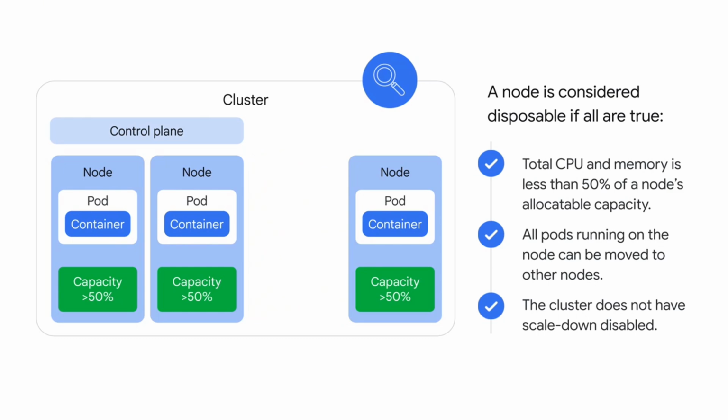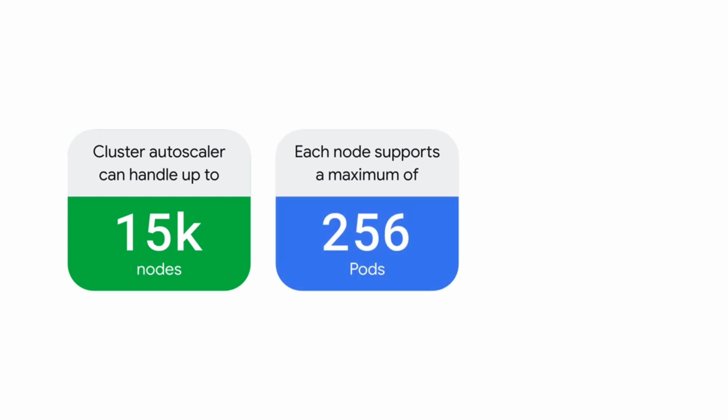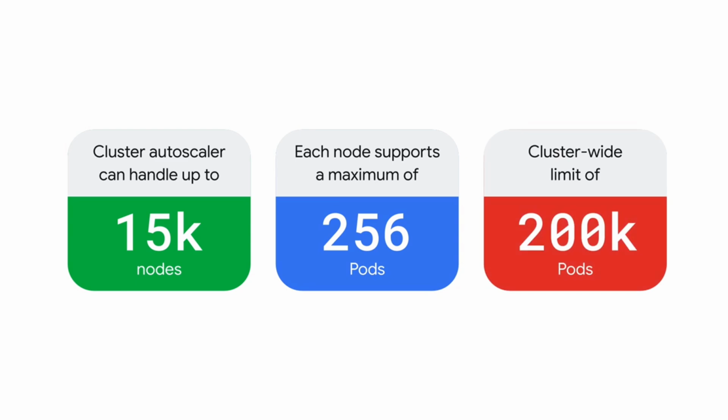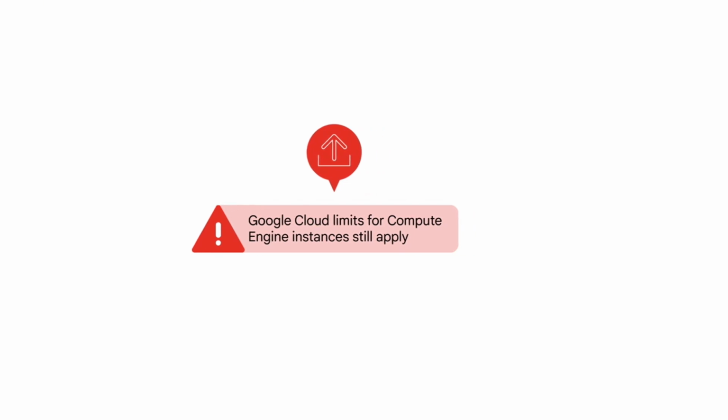The Cluster Autoscaler can handle up to 15,000 nodes, with each node supporting a maximum of 256 pods. However, there's a cluster-wide limit of 200,000 pods, regardless of your node setup. Be aware that standard Google Cloud limits for Compute Engine instances still apply. So if you haven't increased your default quota, new VMs won't start and disruptions may occur.